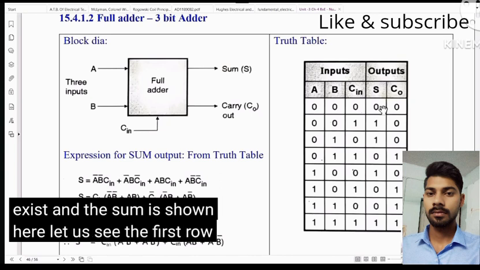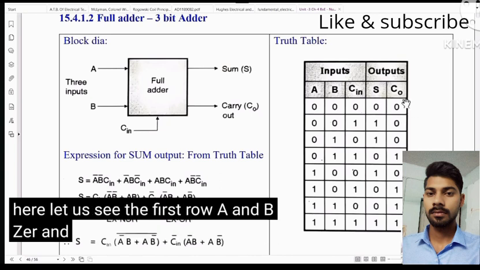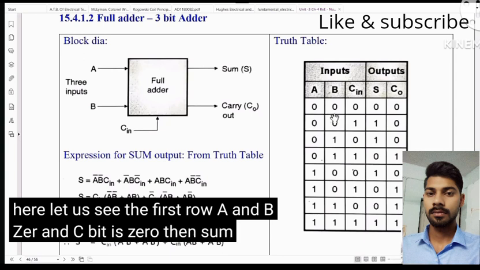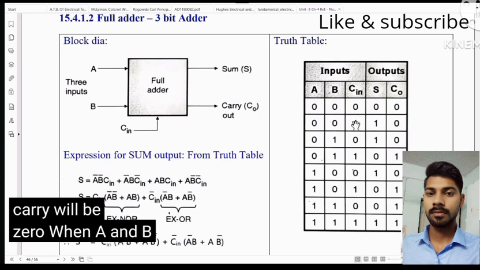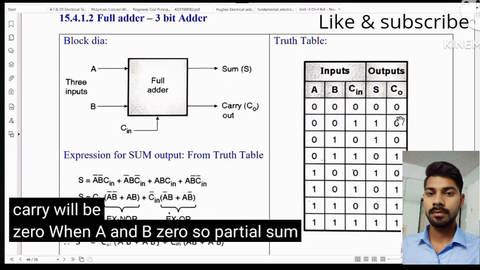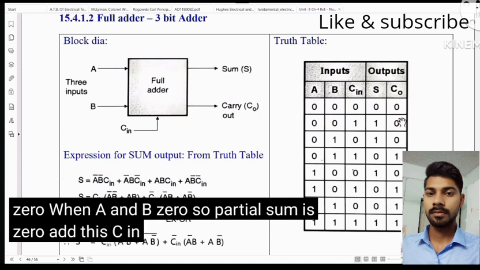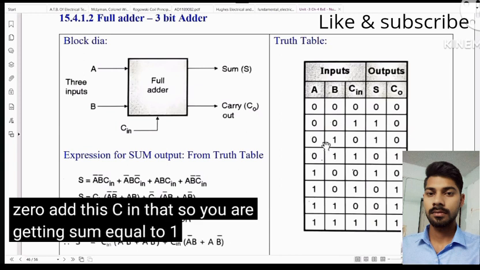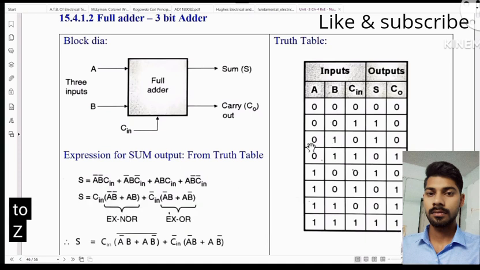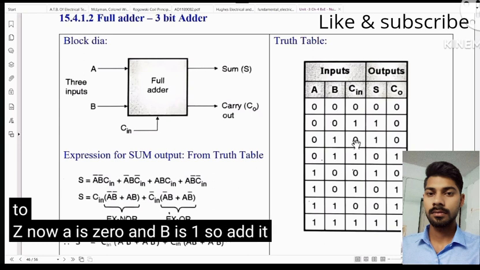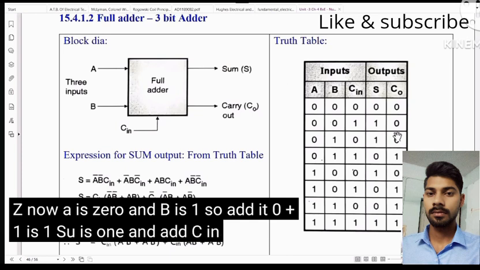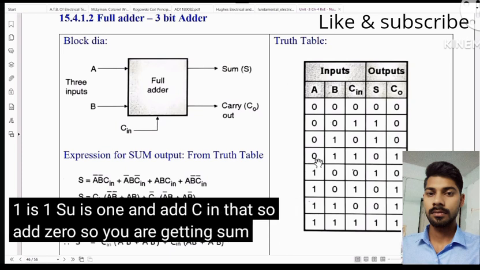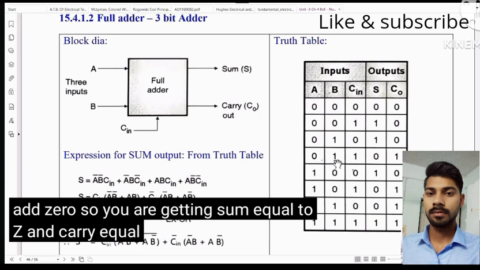Let us see the first row. A and B are 0 and C bit is 0. Then sum is 0, carry will be 0. When A and B are 0, the partial sum is 0. Add this C in that. So you are getting sum equal to 1 and carry equal to 0. Now A is 0 and B is 1. So add it, 0 plus 1 is 1. Sum is 1. And add C in that. So add 0. So you are getting sum equal to 0 and carry equal to 0.